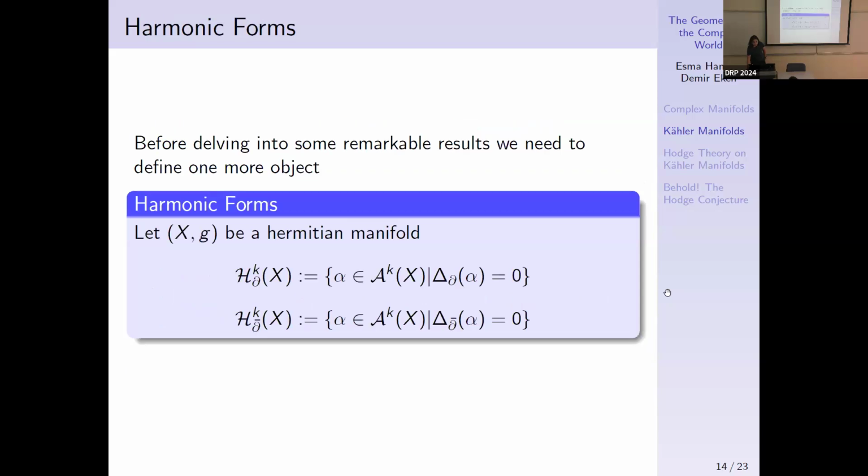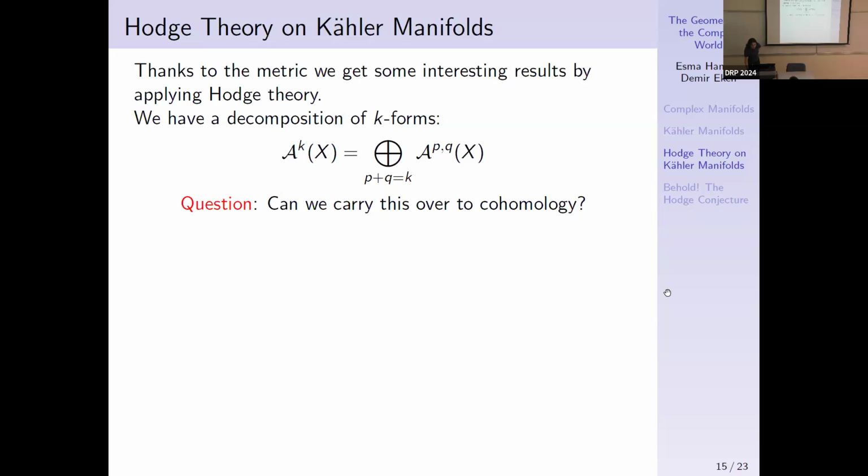Then I will present you the results of Hodge theory. When we apply Hodge theory, we get some very remarkable results on Kähler manifolds. It's actually because of the way the metric is defined. And before that, I need to define one more object called harmonic forms. They're just the kernel of the Laplacians, so they vanish under Laplacians. So now I will give you some results, as I said.